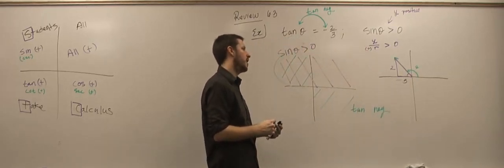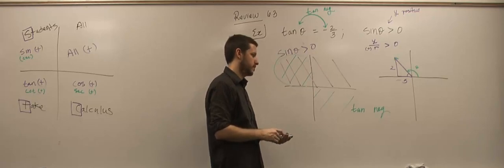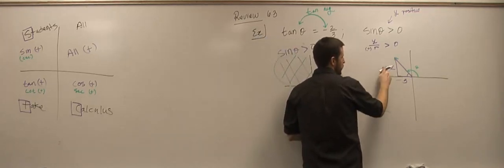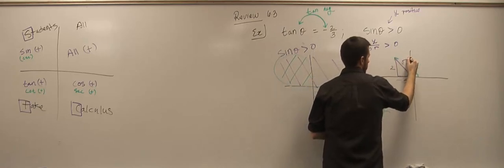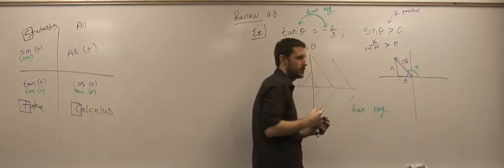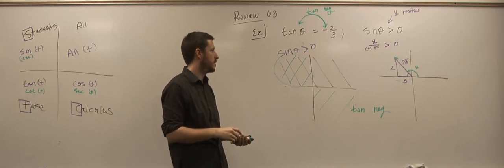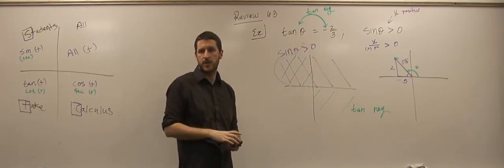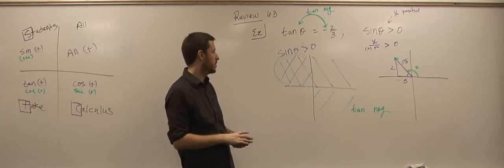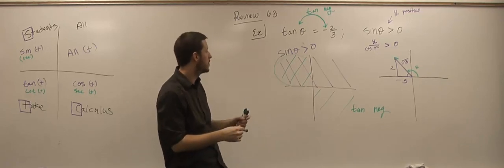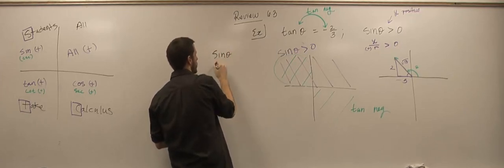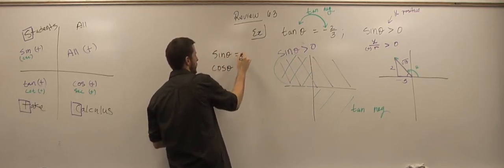And then how do you get the r or the hypotenuse? Pythagorean theorem. 3 squared is 9. 2 squared is 4. Root 13. Hypotenuse is always positive. So then you can read off all your trig functions. But we have tangent already. Let's do sine and cosine, and then you can do all the reciprocals on your own.